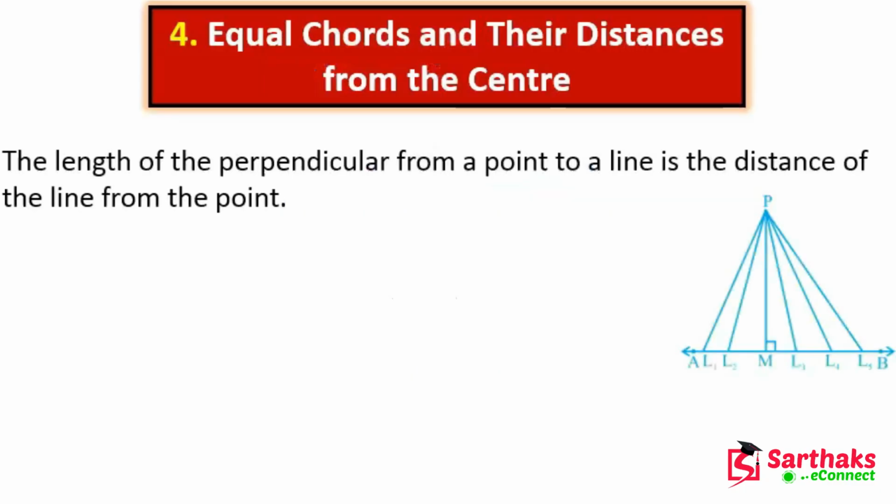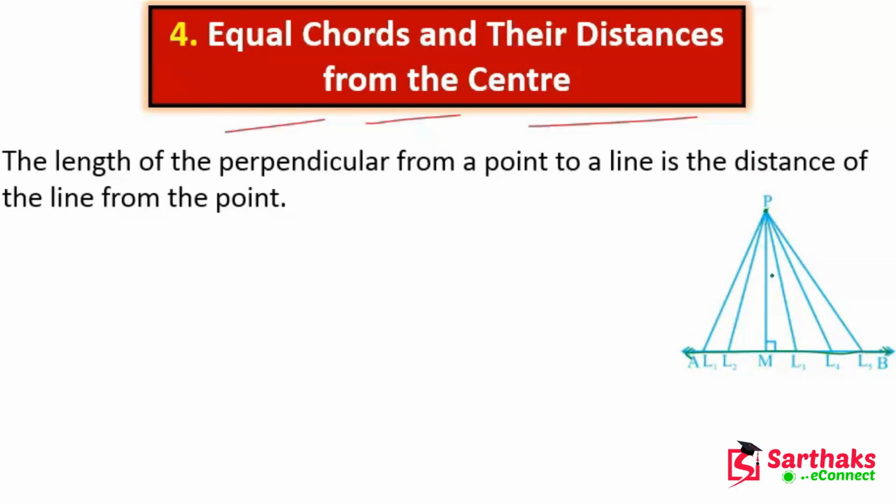Today we are going to discuss equal chords and their distance from the center. Equal chords and their distance from the center. First of all, let's suppose we have a line AB. We have a line like this, AB. And we have a point P.